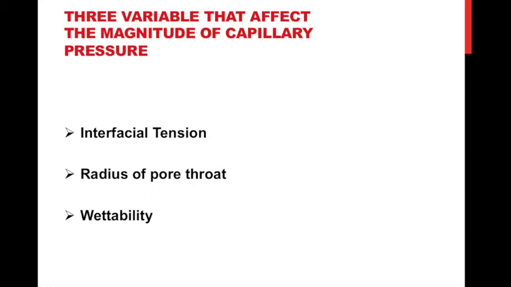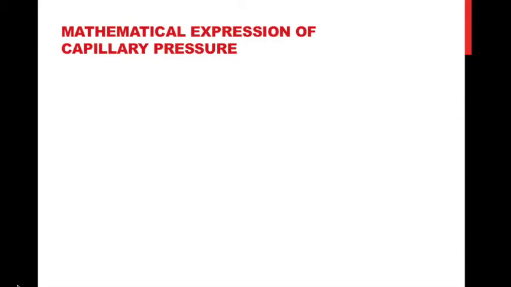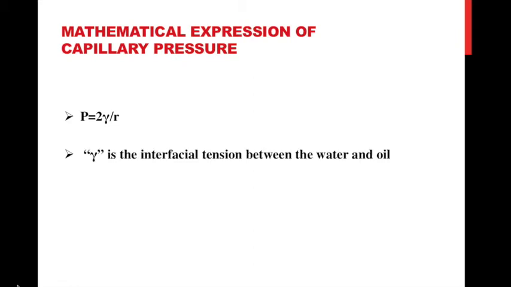However, in a mixed wet formation, oil and water are coating the grains. This lowers the effect of capillary pressure because as oil droplets migrate through the pore throat, they connect with the oil molecules that are coating the grains, forming something like a film that smoothens the migration and reduces capillary pressure effect. Here is a mathematical expression to calculate capillary pressure. P equals 2 gamma over R, where gamma is the interfacial tension between water and oil, and R is the pore throat radius.